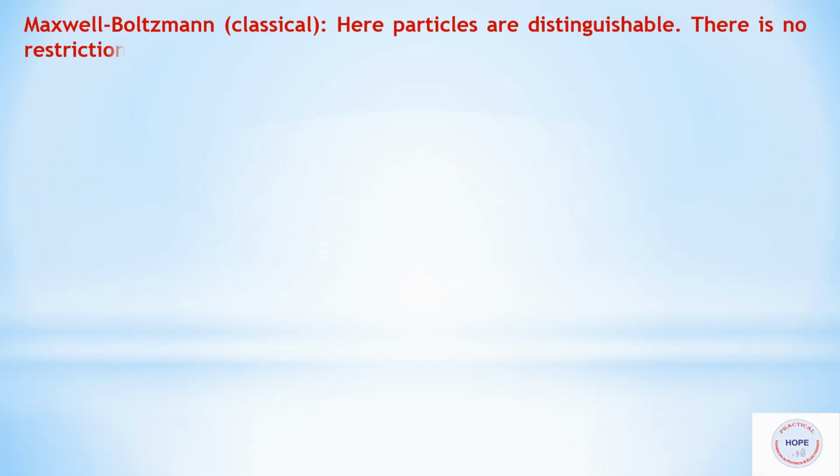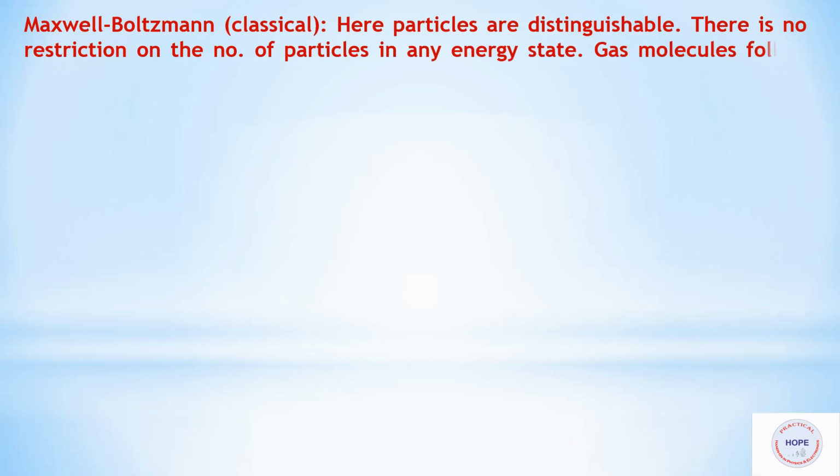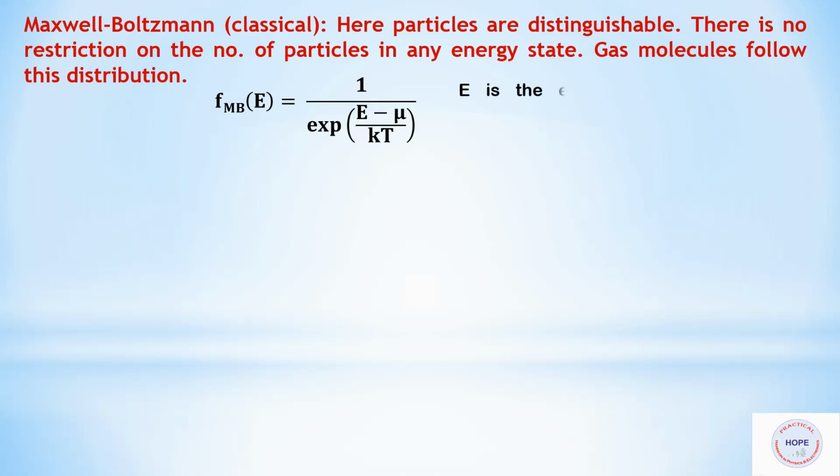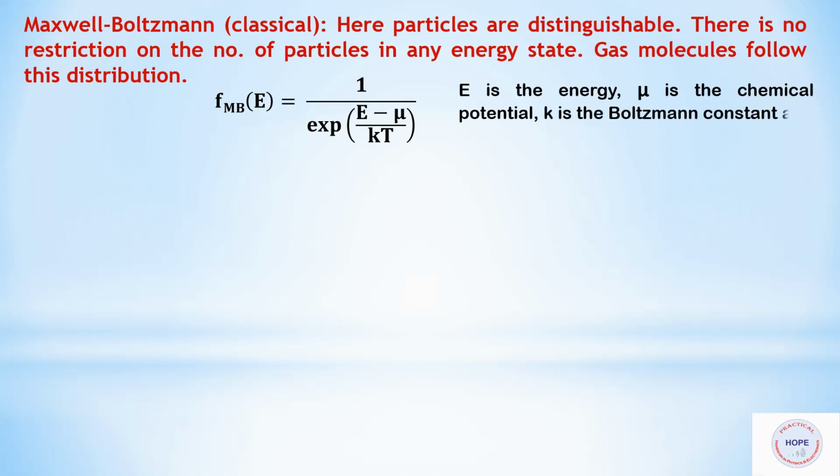So first is the Maxwell Boltzmann distribution. It's a classical case. Here particles are distinguishable. There is no restriction on the number of particles in any energy state. Gas molecules follow this distribution. The expression is given by 1 upon exponential of (E minus mu) by kT. E is the energy, mu is the chemical potential, k is the Boltzmann constant and capital T is the absolute temperature.